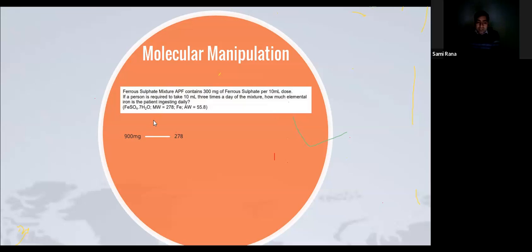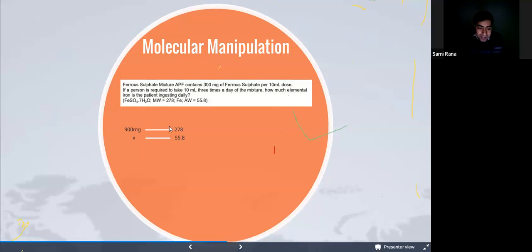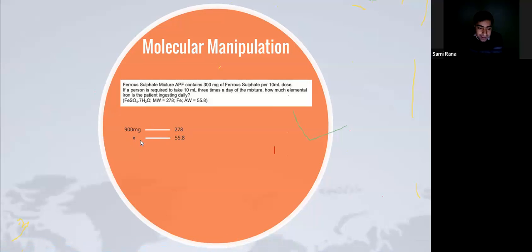Now, one thing you can see here is that the molecular weight of the full formula is given and the atomic weight of iron is given. Elemental iron is also given. So we can solve this question in one step, that is cross multiplication. We can say, okay, if a patient is ingesting 900 mg of this molecular weight 278, then how much is going to be for the atomic weight of elemental iron? So very simple, 900 mg of 278 molecular weight, then how many mg of 55.8?